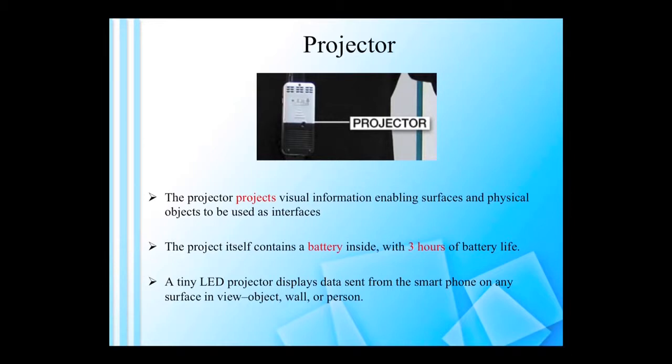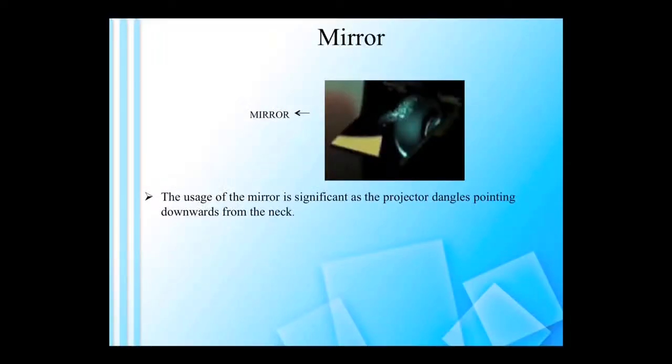Next, the projector. The main purpose of the projector is to project the image captured by the camera. The projector contains a battery that can work for around 3 hours. A tiny LED projector displays data sent from the smartphone on a surface, such as an object, wall, or person.